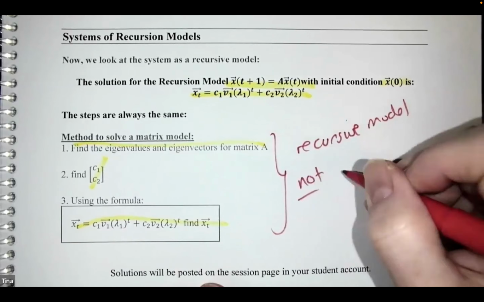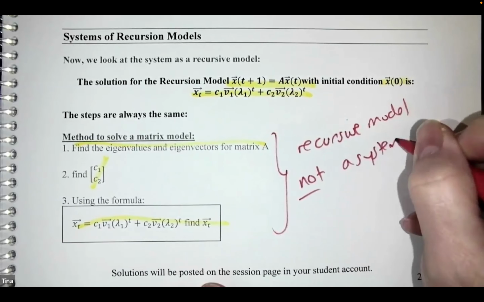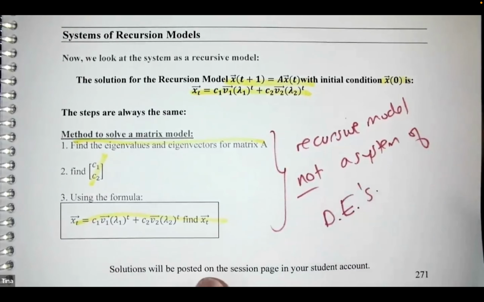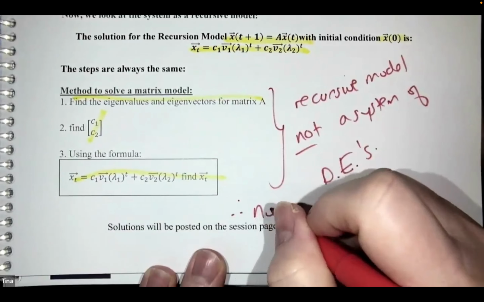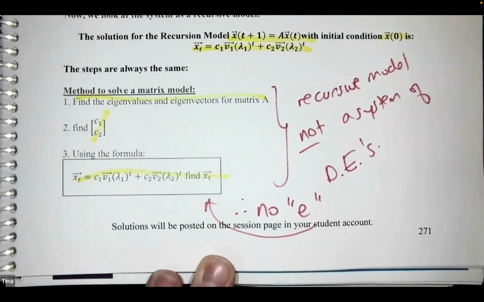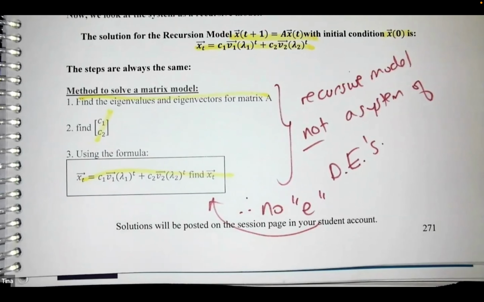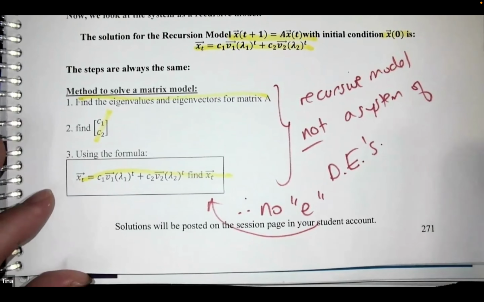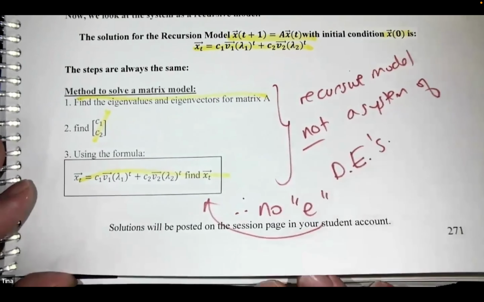and it's not a system of differential equations. So therefore, there's no e's in this, okay? When we get to the last section, where it's a system of differential equations, then that's when you're going to see the e. Okay. So keep that in mind so that you can tell them apart.